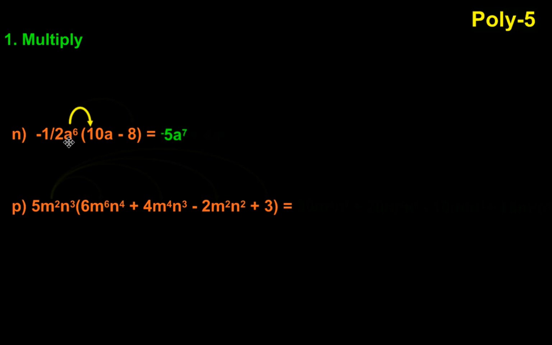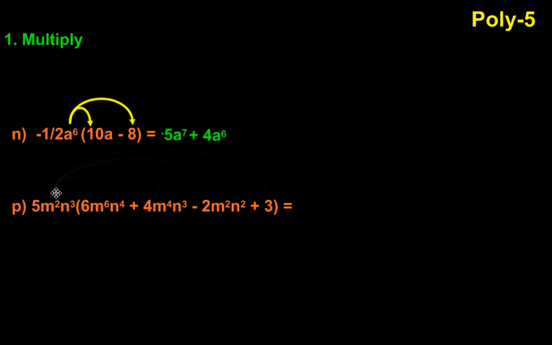And now we're going to take this same monomial and multiply it times negative 8. And when we do so, half of 8 is 4. Since they're both negative, we get a positive sign. And we have no variable here, so the variable just simply attaches itself to it. So we get 4a to the 6th.